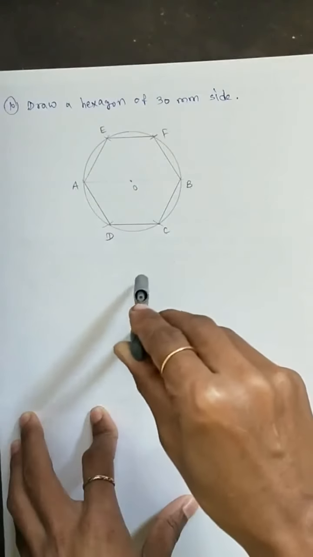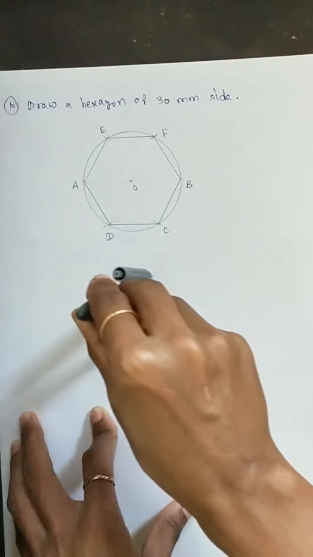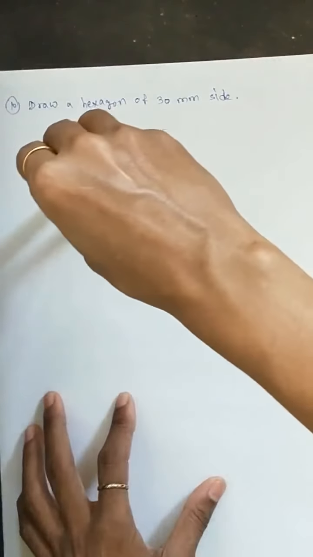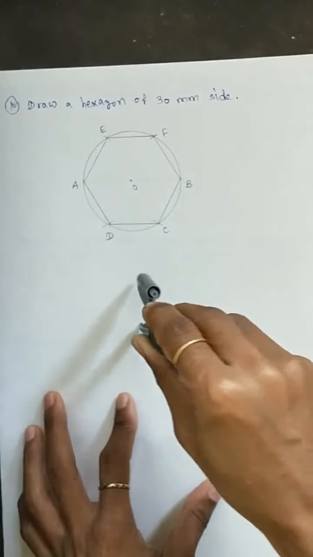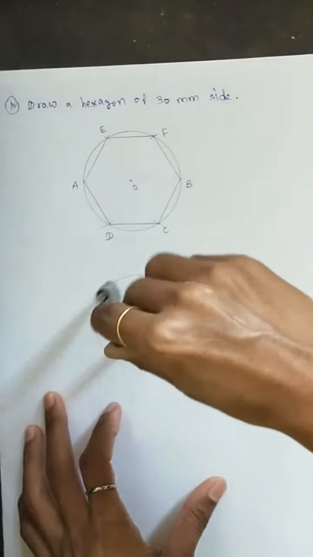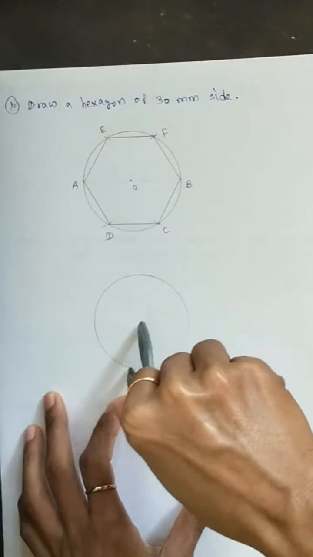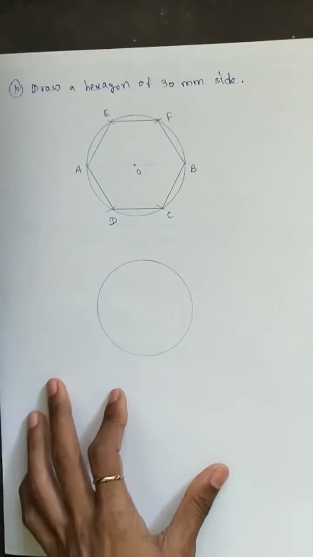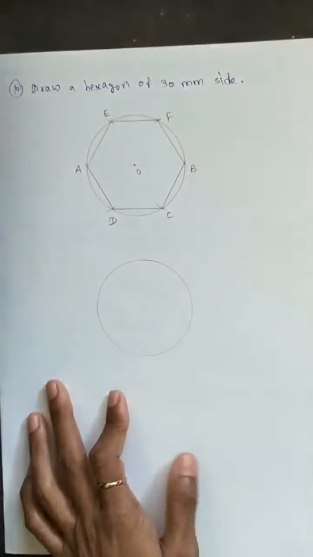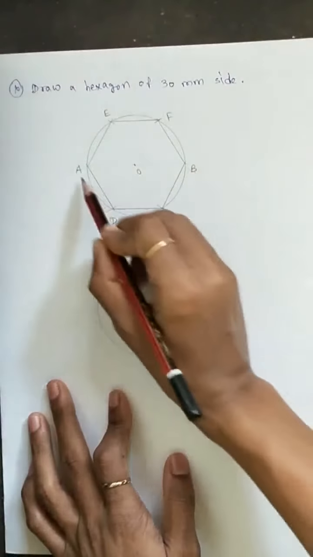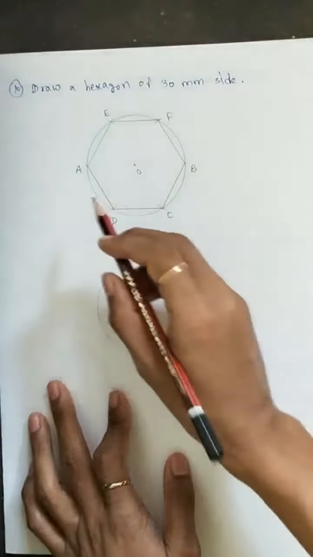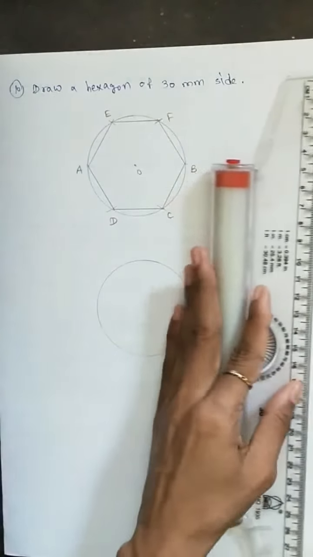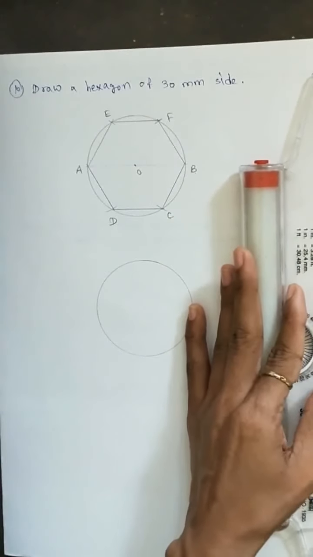So take a 30 mm distance and draw a circle. Now for the horizontal-sides hexagon, we have taken horizontal center points, that is A and B. Now we will take vertical center points.